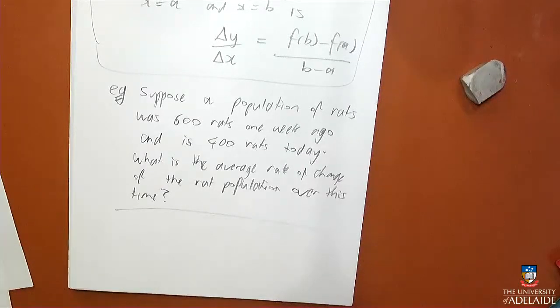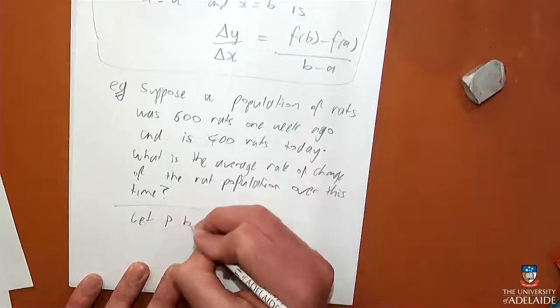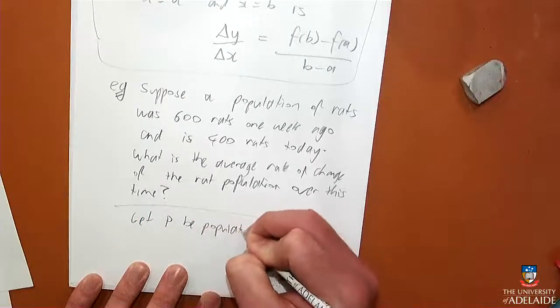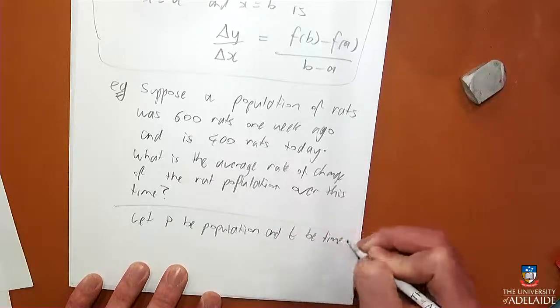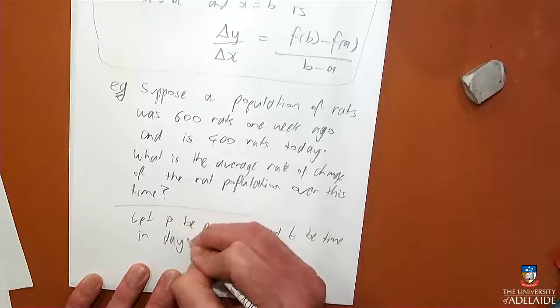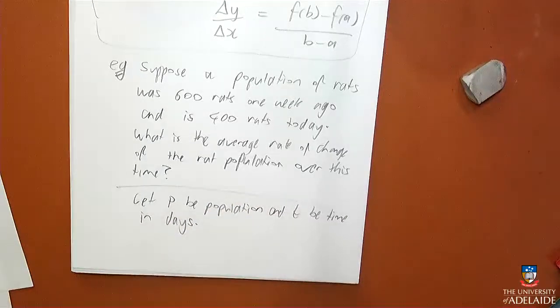P be the population of rats and T be time in days. Okay, so you should always tell the reader what your letters stand for if they're not already there. If I had been given this question by someone else, say in an assignment or in an exam, and they had told me that P stood for population, then I would have used P. But if they had told me that R stood for population of rats, I would have used R. You need to use whatever letters you're given, but otherwise you can make them yourself.